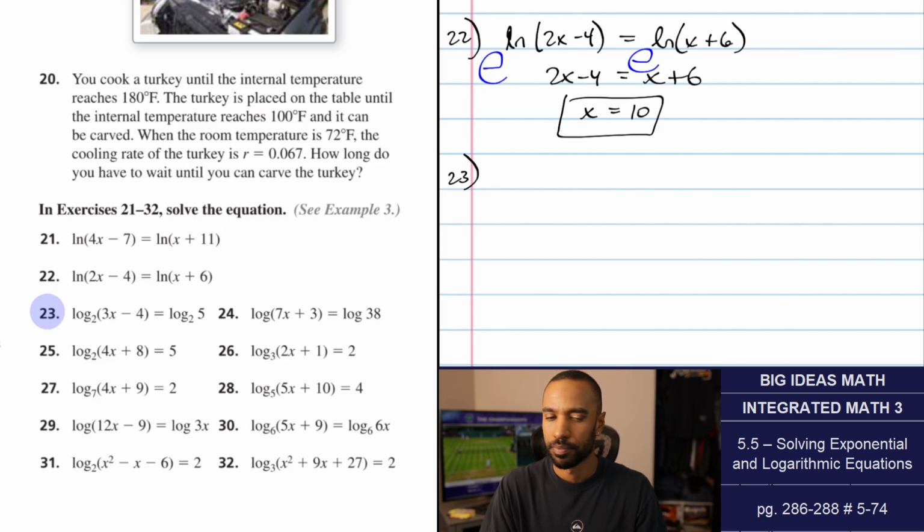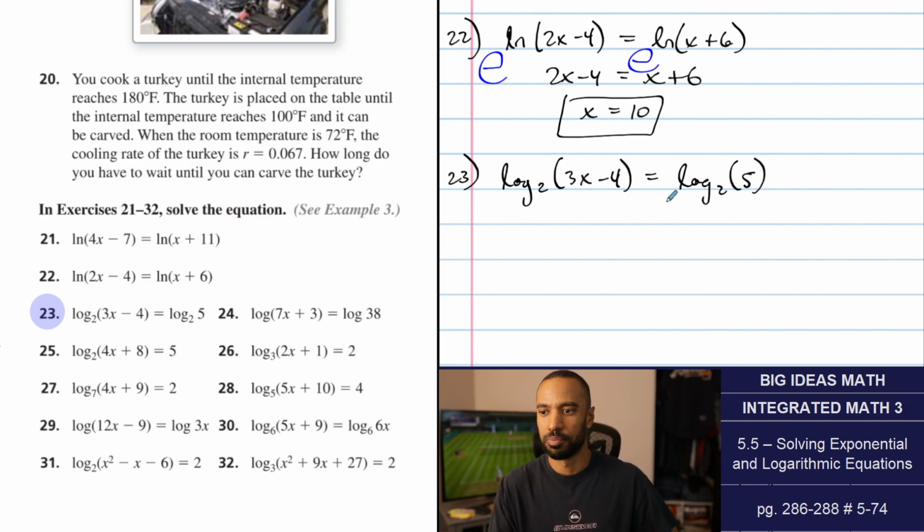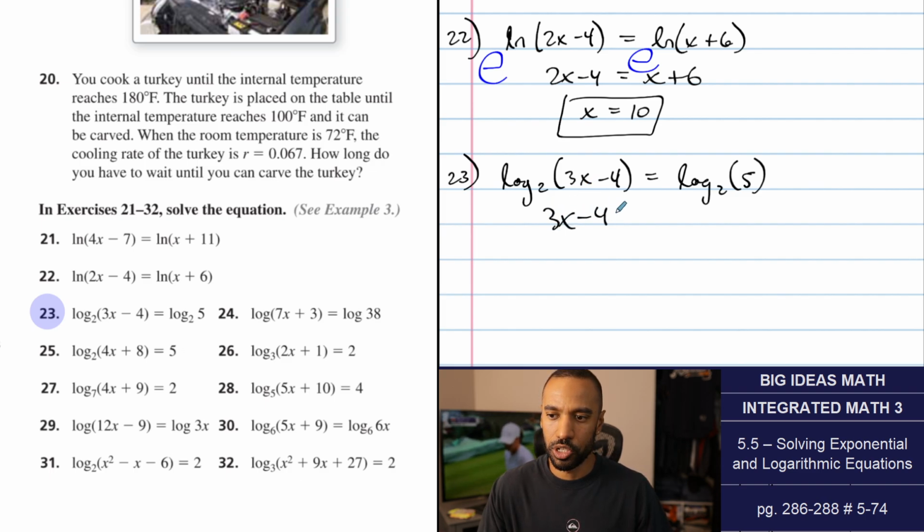Number 23, excuse me, number 3. That was a while ago. Log base 2 of 3x minus 4 equals log base 2 of 5. I definitely like parentheses around all these things here. All right, same base. Set these equal to each other.